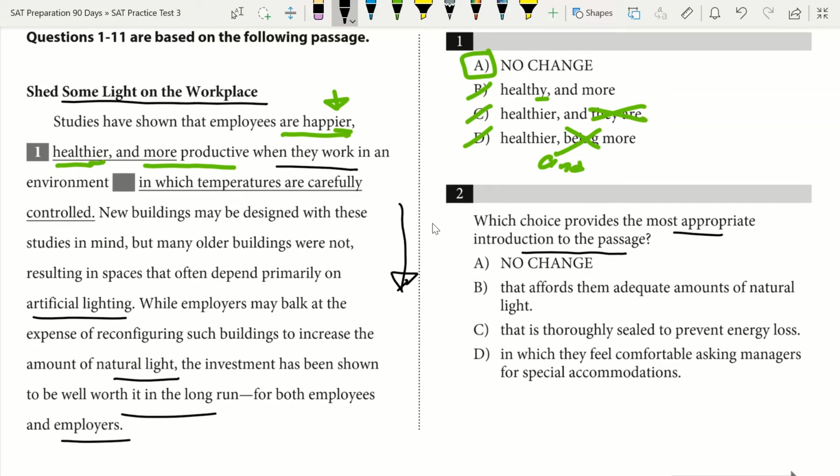Okay, so I'm talking about artificial lighting versus natural light, things like that. So I don't want to talk about temperatures, so A is wrong. B, that affords them adequate amounts of natural light. Yes, we want to talk about that natural light, so B would be our correct answer for 2. All right, so that's A and then B, and then as far as why C and D are wrong, "that is thoroughly sealed to prevent energy loss." We're not talking about that. "In which they feel comfortable asking for special accommodations," also not talking about that. All right, so now we move on.